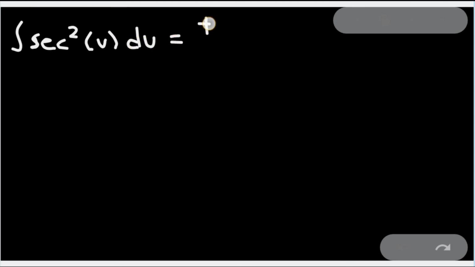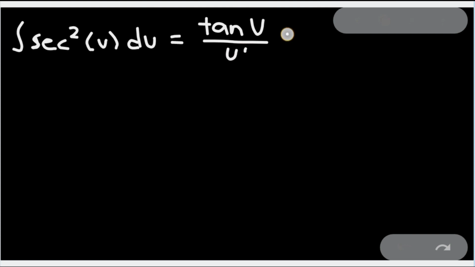Now let's try the third general rule for the integral of trigonometric function. The third general rule states that the integral of secant squared u du is equal to tan u over the derivative of u plus c.